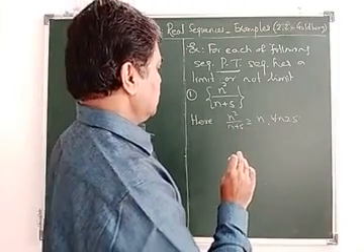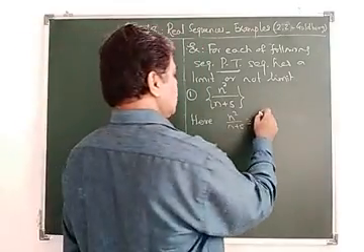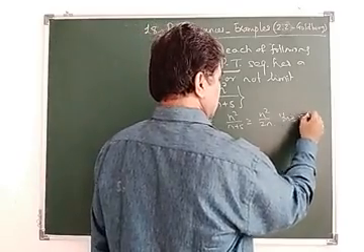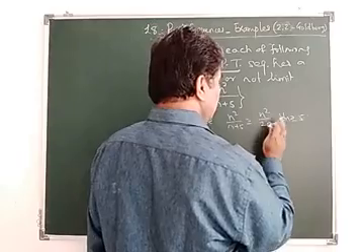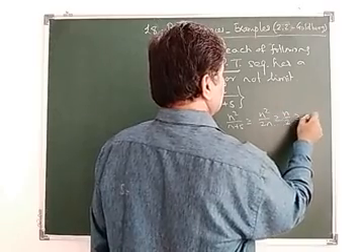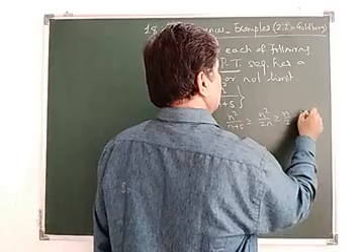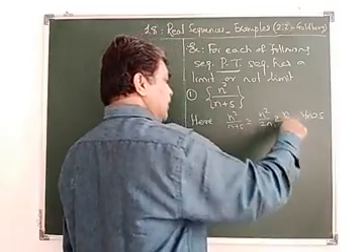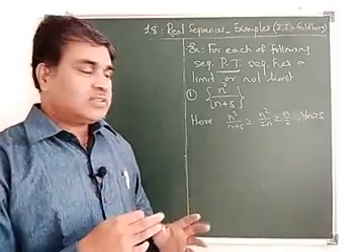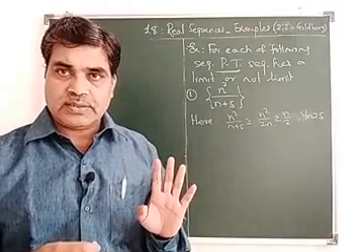Is it clear? N square upon n plus 5 is greater or equal to n square upon 2n for every n greater or equal 5. And this n square upon 2n, n gets cancelled, is n by 2, for every n greater or equal 5. And n by 2 approaches towards infinity, which means this sequence must have no limit. Is it clear?